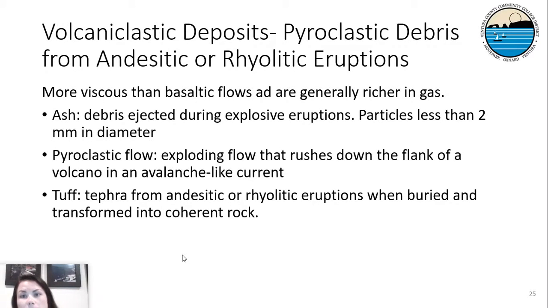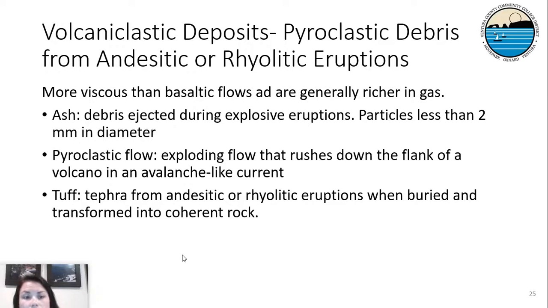Okay, so what about pyroclastic debris flows from andesitic or rhyolitic eruptions? Remember that andesitic and rhyolitic eruptions are more viscous than basalt flows, and so they generally have more gas. So we see things like ash, where debris is ejected during explosive eruptions, and those are particles less than 2 millimeters in diameter. This would create large disruptions in the sky, like you just have really thin ash everywhere.